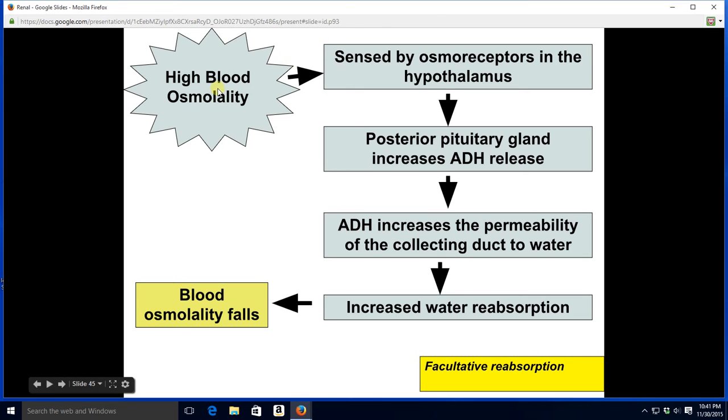The high concentration is going to be sensed by osmoreceptors, specialized neurons in the hypothalamus. They're going to tell the posterior pituitary gland to increase the release of ADH. ADH is going to increase the permeability of the collecting duct to water, allowing more water to be stolen from urine. As water is stolen from urine, it goes back into the blood, and thus blood osmolality falls. This type of reabsorption of water is called facultative. We do it when necessary, as opposed to the obligatory reabsorption we did in the PCT. All right, super. You should, of course, be able to figure out what happens when blood osmolality is too low.